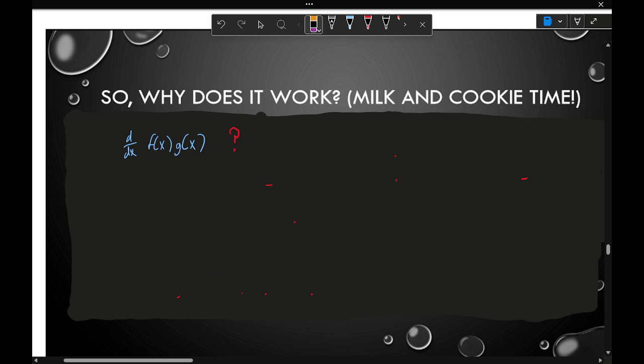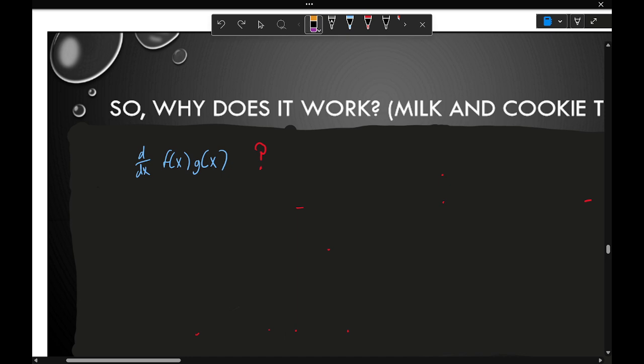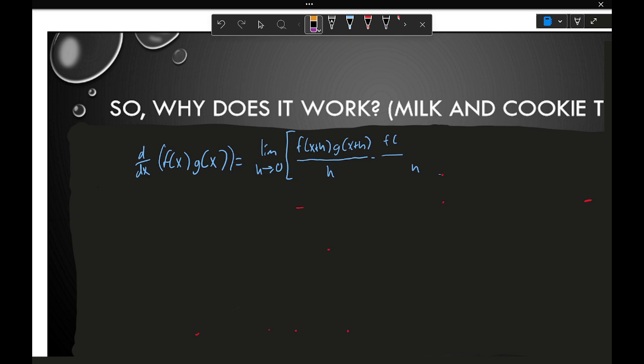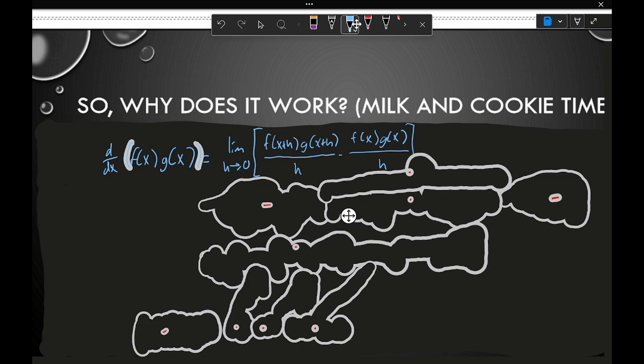So there is a bit of an unintuitive step, so I wouldn't rely on proving the product rule to remember it, but this is kind of just why it works in general. So you have the derivative of these two functions, f and g of x, multiplied together. If we can just rewrite that using the definition of derivative, which is the limit as h goes to 0 of f of x plus h times g of x plus h, just because the product, you multiply those two together, and then minus f of x times g of x all over h.